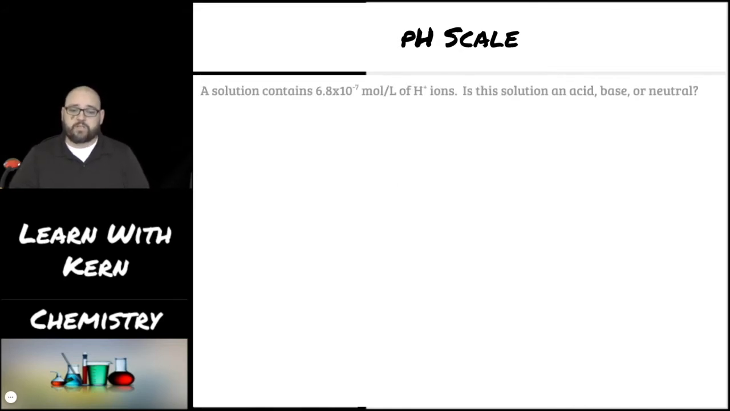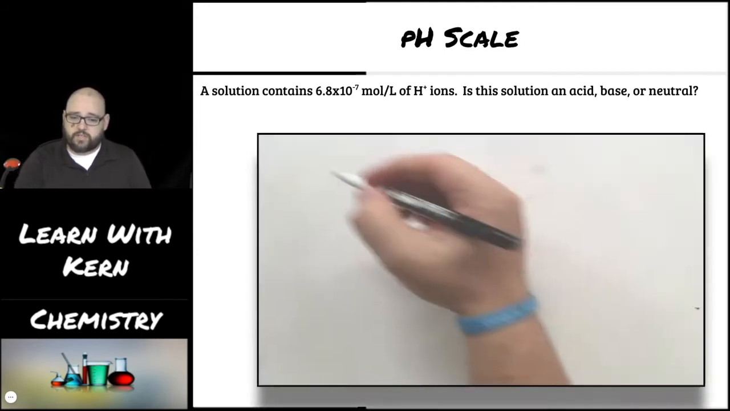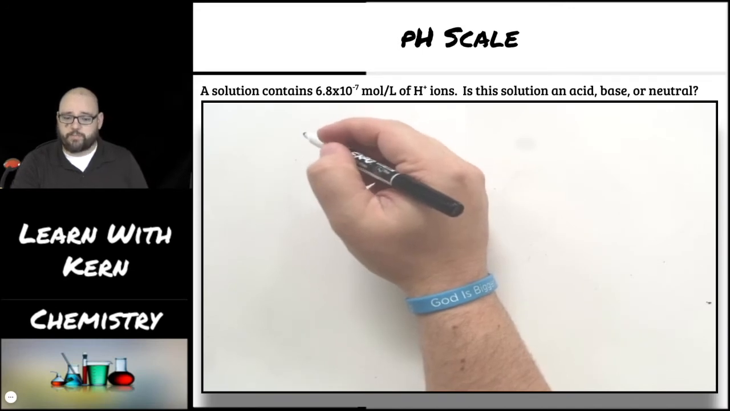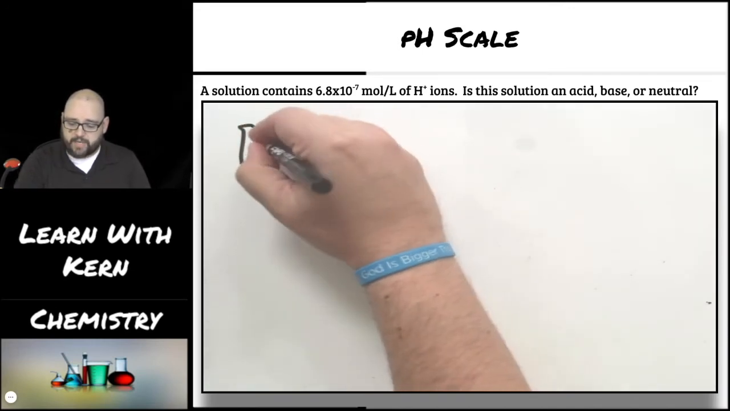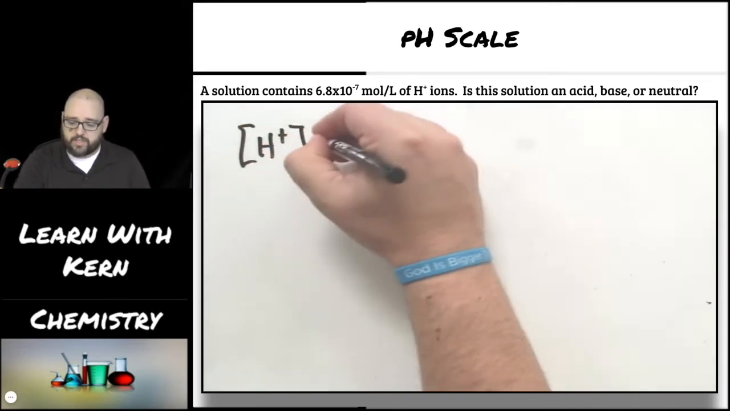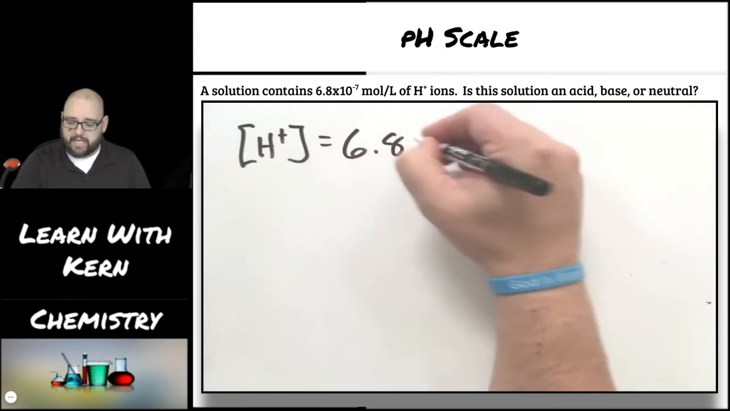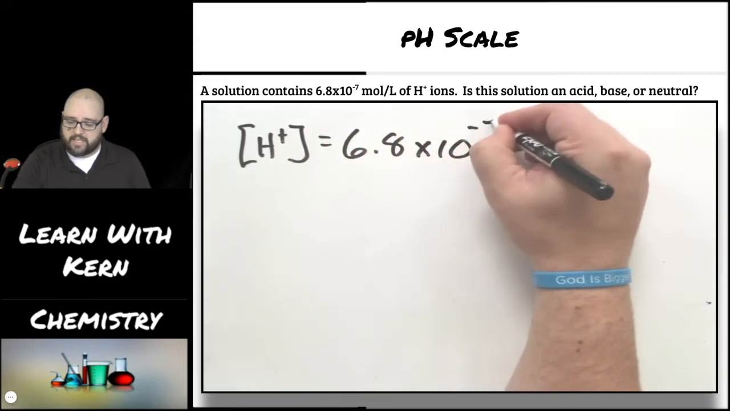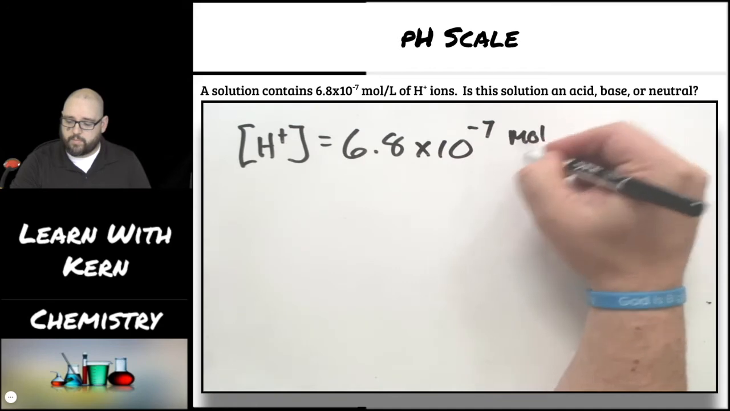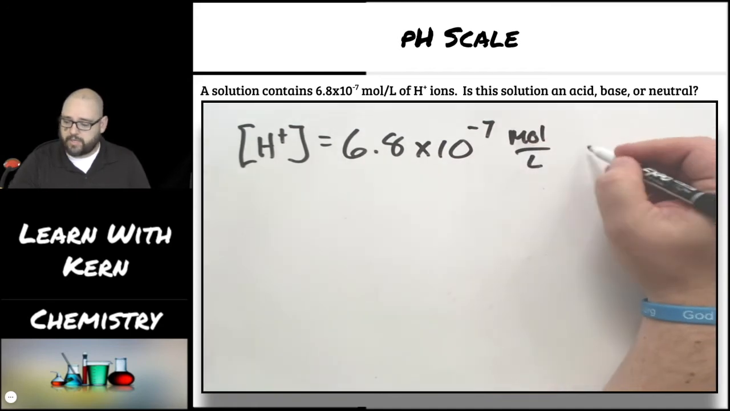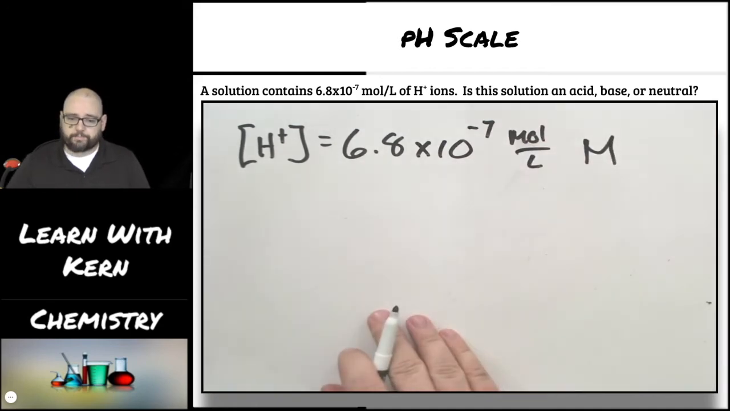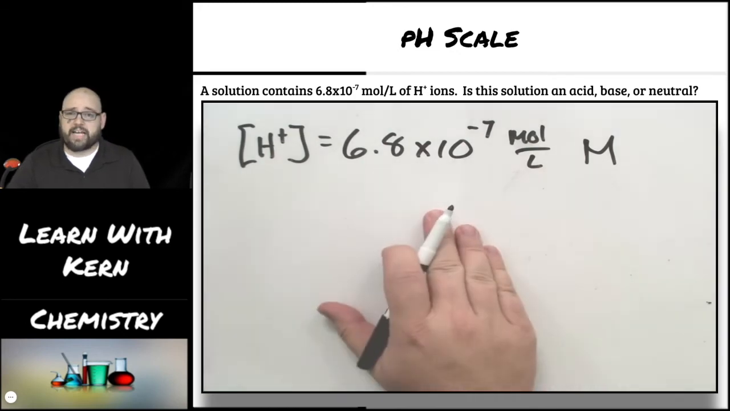So let's look at an example of solving one of these. We have a solution containing 6.8 times 10 to the negative 7th moles per liter of H plus ions. So what that tells me is my H plus concentration is 6.8 times 10 to the negative 7th moles per liter, or you could say molarity. And the question wants to know, is it an acid or a base?